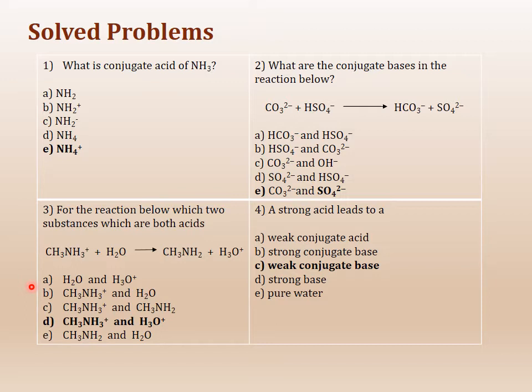Okay, so let us work on some solved problems over here. And let's take the first one. What is the conjugate acid of NH3, ammonia? Without looking at the answers, you look at the compound that's given to you. You see it is NH3, and since you're being asked what is the conjugate acid, you add H+ to the NH3. So adding H+ literally would give you NH4+, and that's what the answer is.